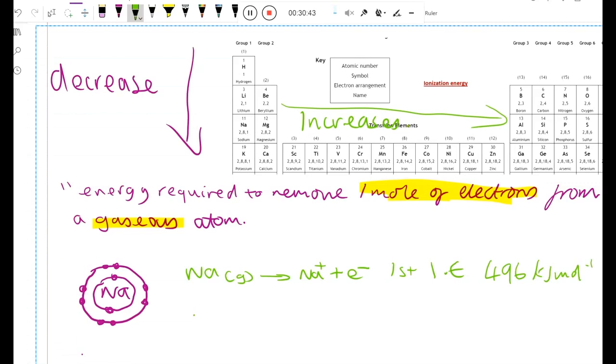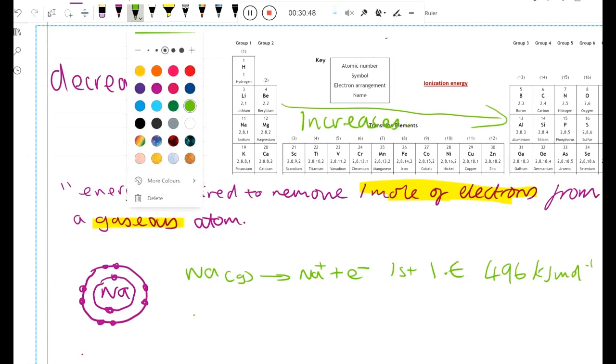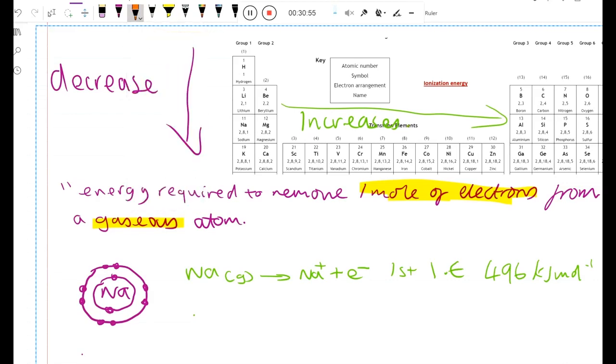Okay. The second ionisation energy would be Na+ becomes Na2+ plus e-, and that would be your second.